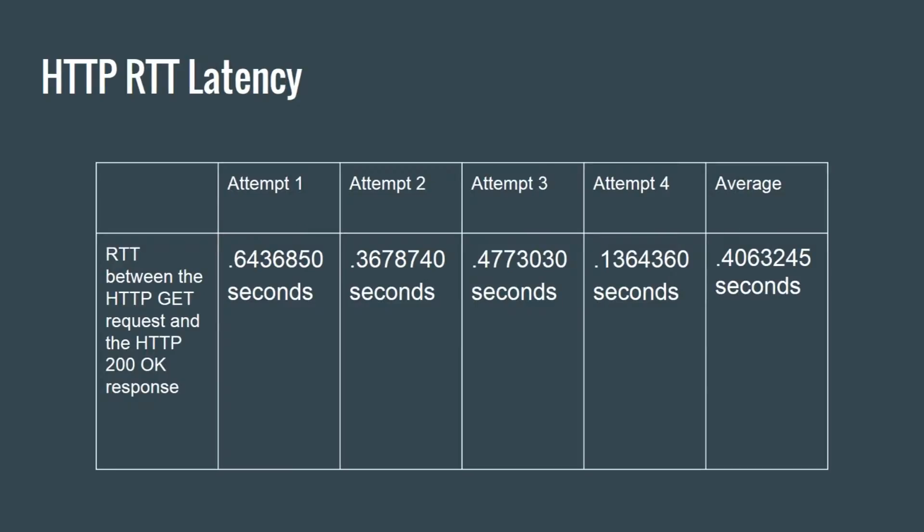This slide shows my actual results. On the first attempt, I got 0.64 seconds as a round-trip time between the HTTP GET request and the HTTP 200 OK response. For attempt 2, I got 0.37, attempt 3 was 0.48, and attempt 4 was 0.14. The average of all of these was 0.41.